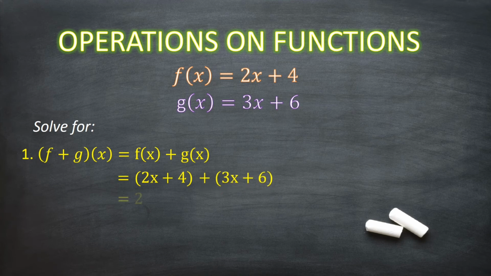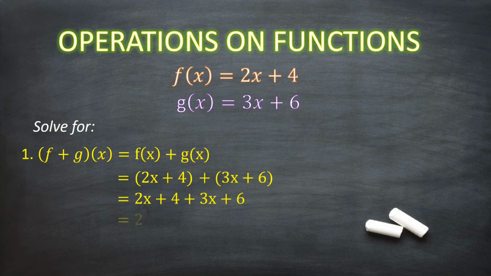The next step is to remove the quantities, because addition is commutative, so combining them will not affect the answer. So we will just remove all the parentheses. It will now be 2x plus 4 plus 3x plus 6.